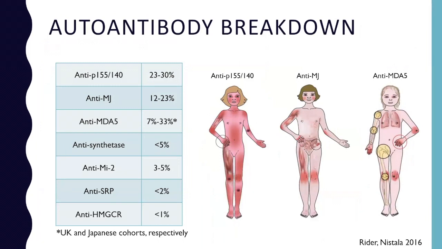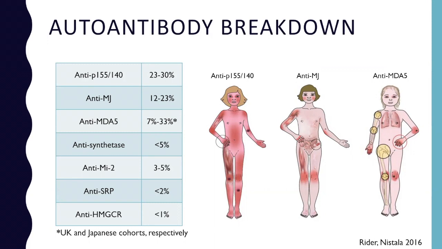And they occur in different percentages too. So these again are the three most common that were in that box in the prior slide. Anti-P155-140 is the most common in about 23 to 30% of juvenile patients. Anti-MJ is the second most common in 12 to 23% of kids. And anti-MDA5 is the third most common. And this percentage here has a pretty wide range of 7 to 33%.